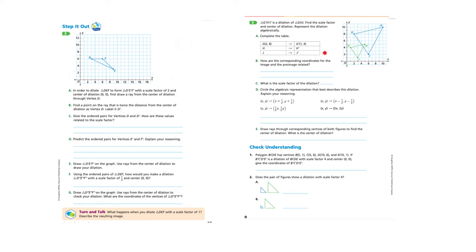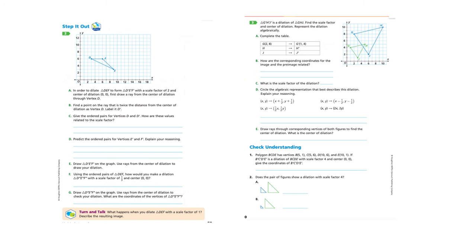So the first step is to complete the table. That'll really help you to see what the dilation is. Once you've completed the table, they ask, how are the corresponding coordinates for the image and pre-image related? You can kind of see how they might be related here, but once you fill in the table, you'll recognize a pattern. So that'll make it easier to know how they're related.